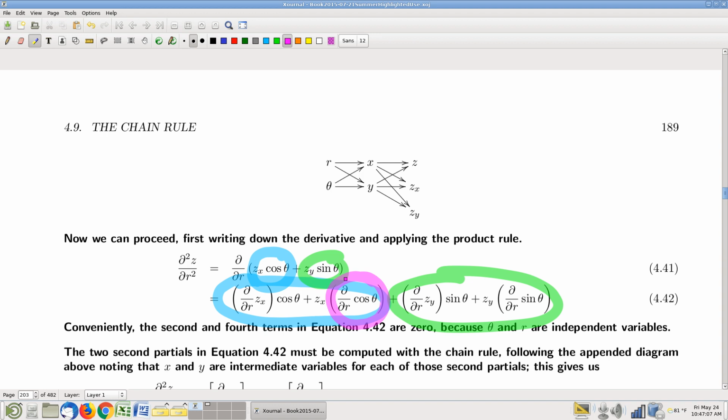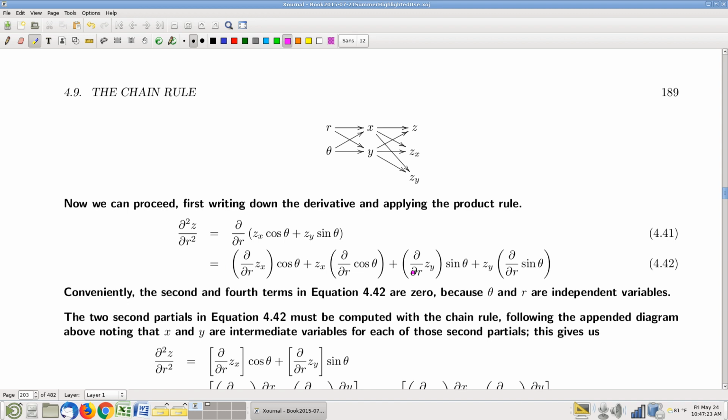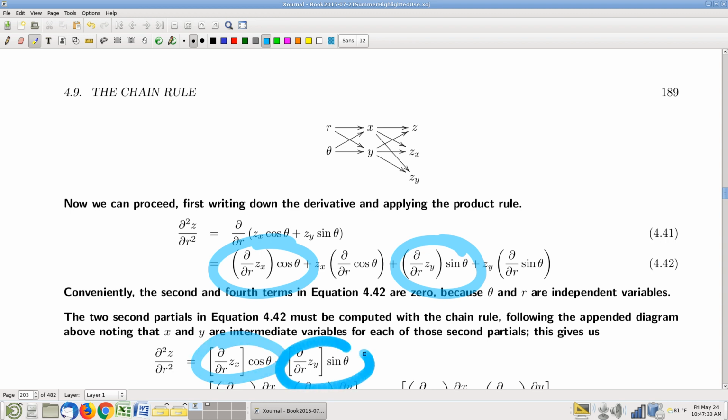How do we feel about that? Everybody happy with that? Likewise, partial of sine theta with respect to r, that's also 0. So both of these terms just cancel, and all we're left with then is just these two terms here. Yeah, so these are gone.